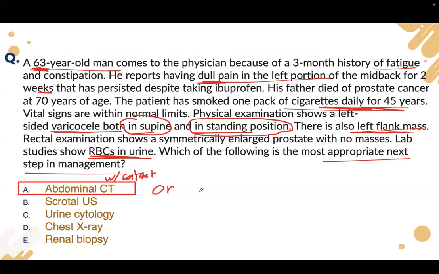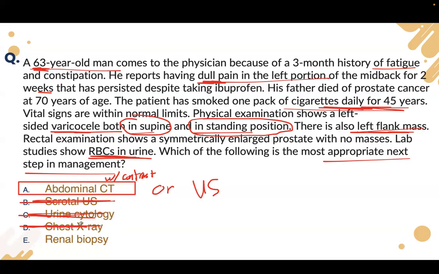So we do abdominal CT with contrast or ultrasound. So now let's see here. It's scrotal ultrasound. No, it's not scrotal ultrasound. We would perform renal ultrasound. Would you do urine cytology? Would it be of great significance here? We already did urine analysis and saw RBCs in urine, so the cytology won't be of great benefit at this stage. Chest X-ray, there's no indication for chest X-ray in this patient.